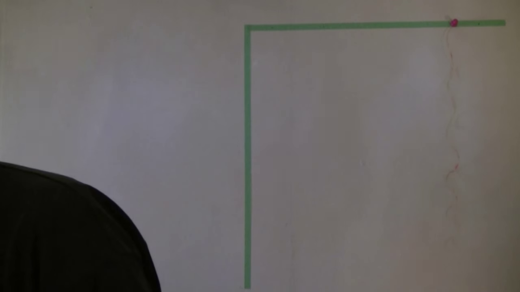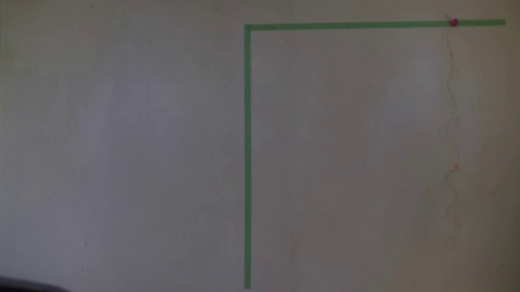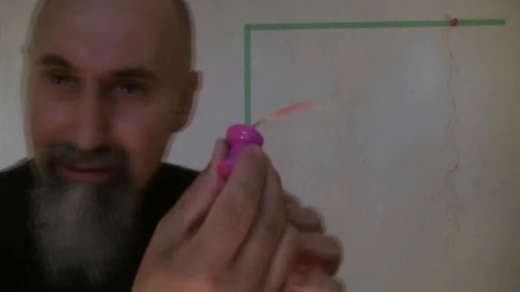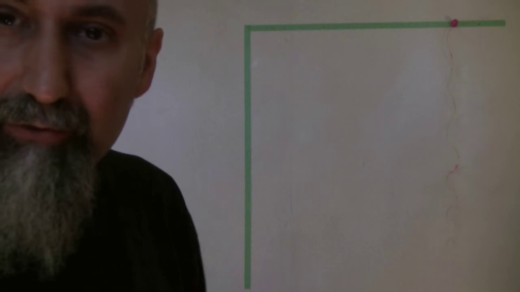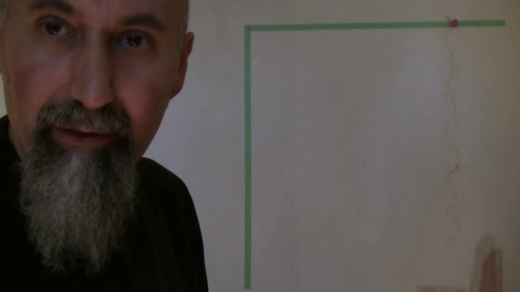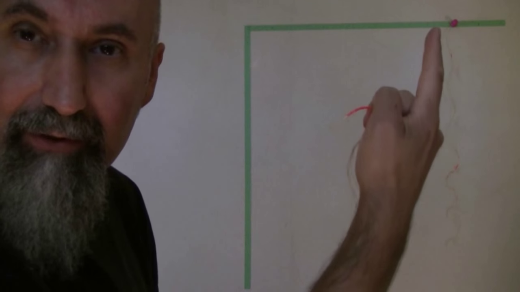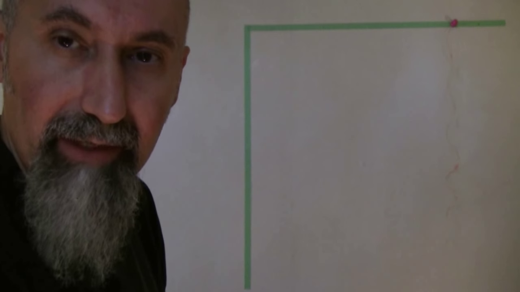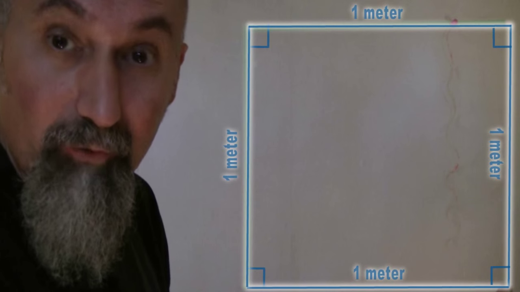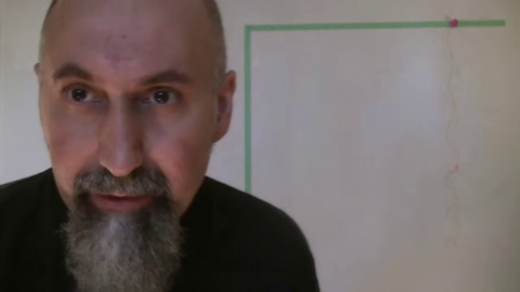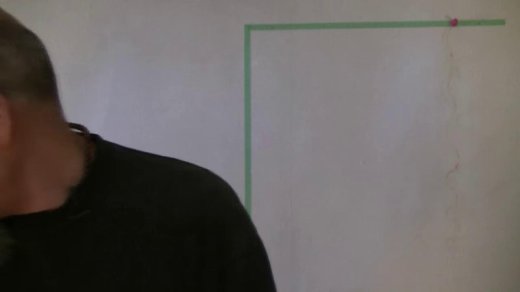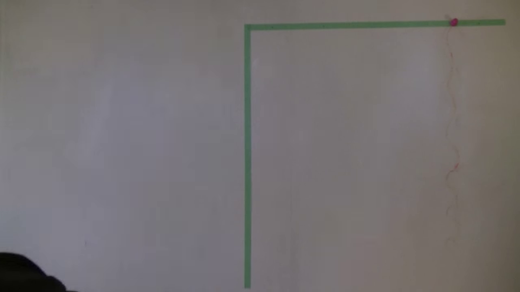So now all I need to do is take this stake, right? Put it down here, go out 1 meter this way, take this other stake up here, put it at the 1 meter mark, come down here, right? Hopefully they'll meet here and that'll be my square grid, right? So let's do this and hopefully it all works out.